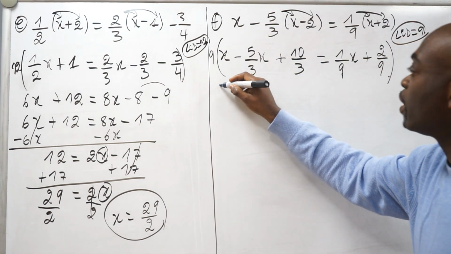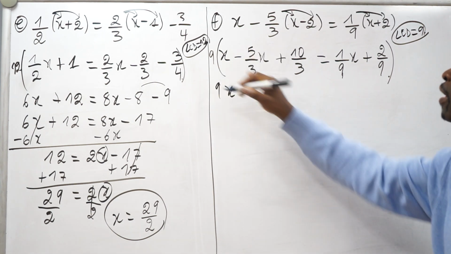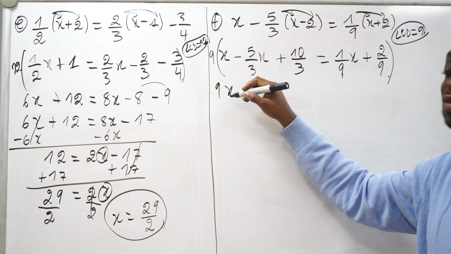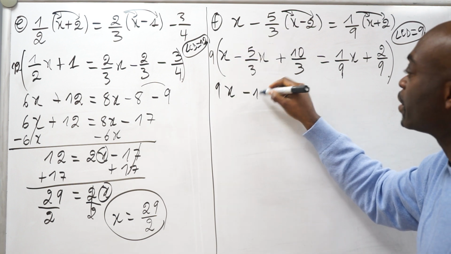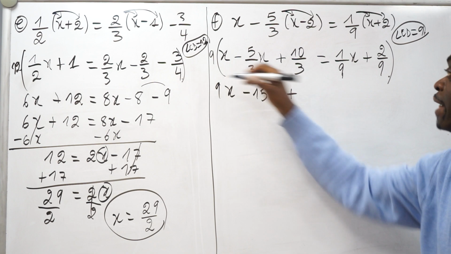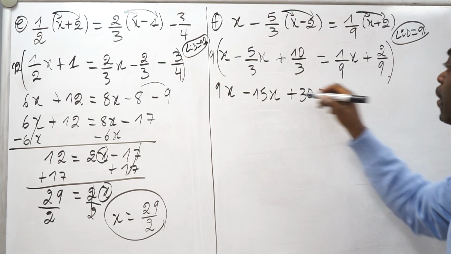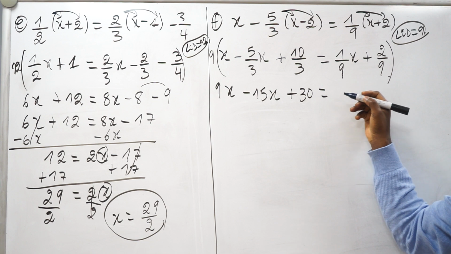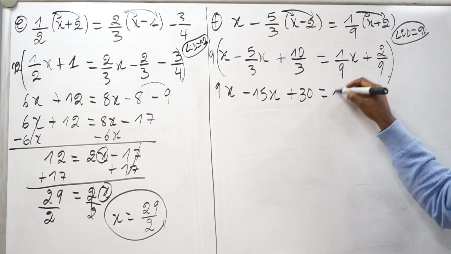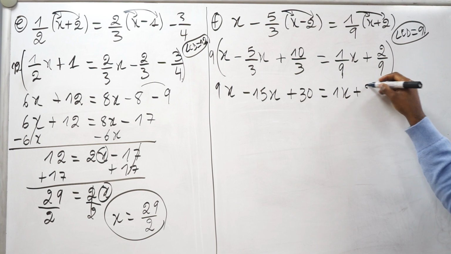So 9 times x is what? 9x minus 9 times negative 5/3. 9 divided by 3 is going to give us 3, and 3 by 5 is going to give us 15x. Plus 9 divided by 3 is 3, 3 by 10 is 30. 9 and 9 we cross out, so you only have 1x left. Plus, same thing, 9 and 9 crossed out, you only have 2 left.